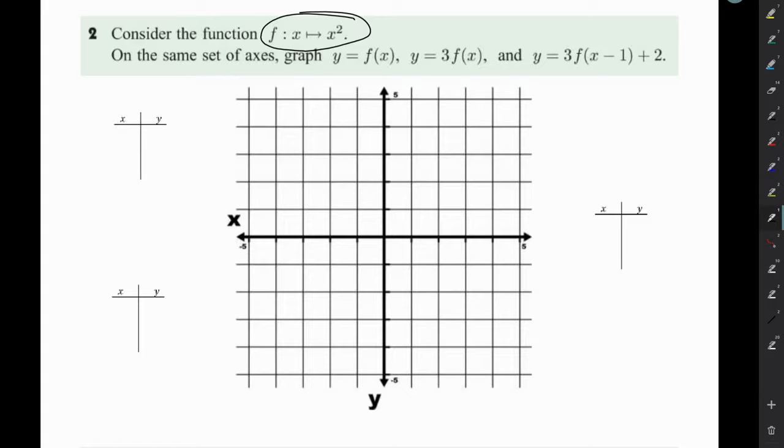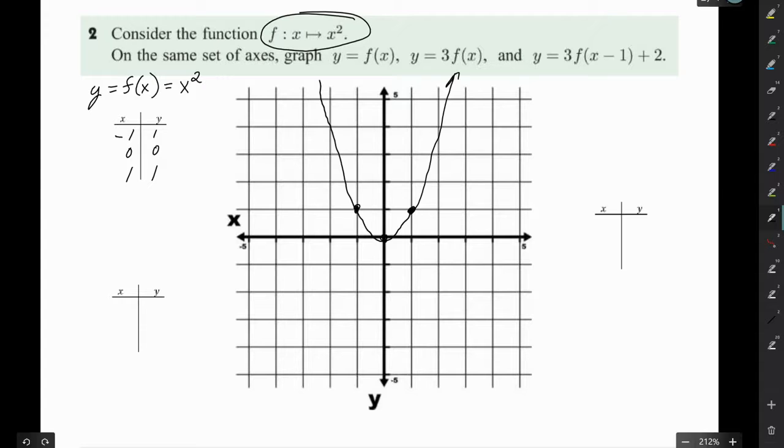So the first thing that we want to do for this guy is we want to graph the parent function. That'll just help us do everything else. So we're going to put that right here, y equals f of x equals x squared. And we'll just pick some points, easy points. I'm going to pick -1, 0, and 1. And I'm going to draw that graph. Okay, once we've graphed the original function, now we're going to see what happens with these transformations we're applying.